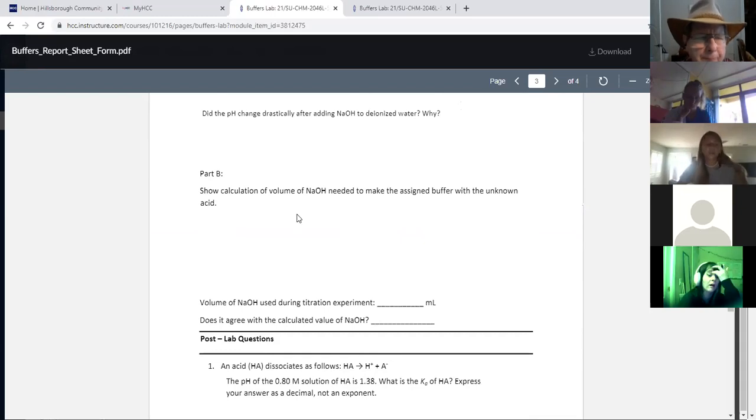Okay, in part B, you're going to be given a target pH, and you're going to be given the weak acid, so you're going to know what the pKa is. Now, you're going to have to go through the calculation to determine how much NaOH you need to make that buffer. Then you're going to actually determine how much you actually added and whether it agrees.